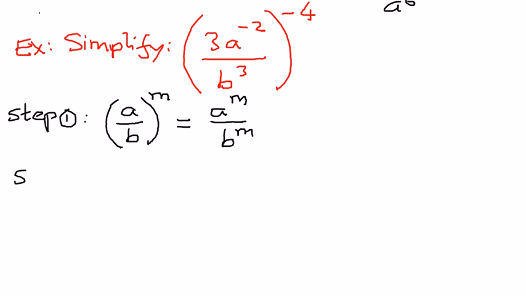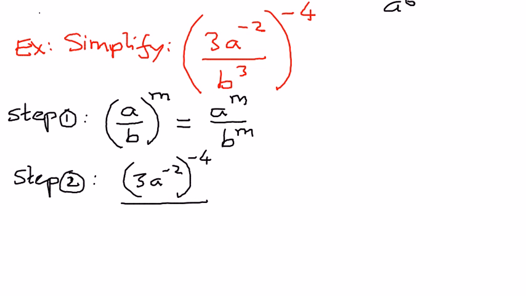And therefore, we're going to apply this rule first to simplify the numerator parts and the denominator parts. In the numerator, we have 3a to the power of negative 2, and this whole thing is going to be raised to the power of negative 4. And in the denominator part, we have b to the power of 3, and this whole thing is raised to the power of negative 4. And therefore, now we can simplify this.